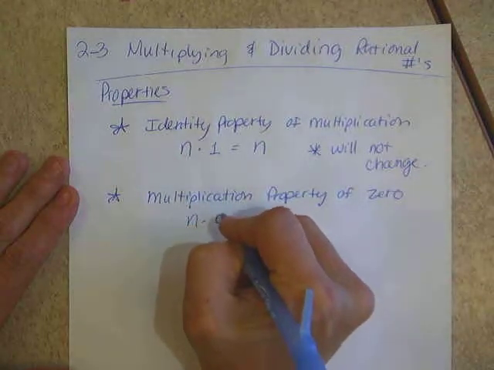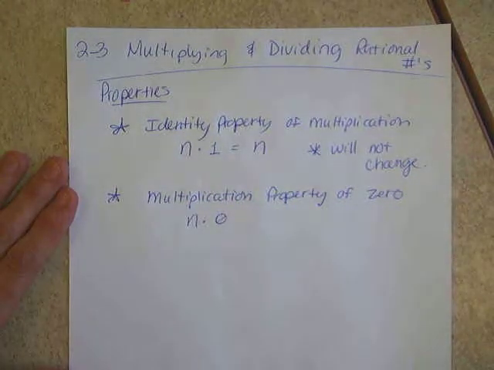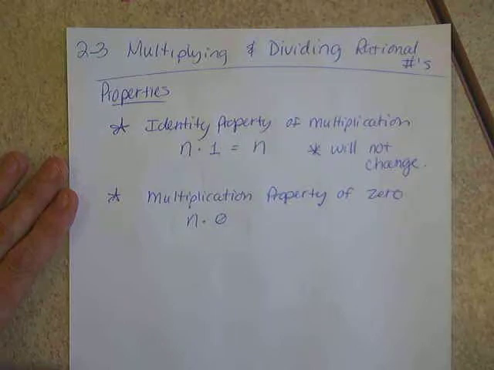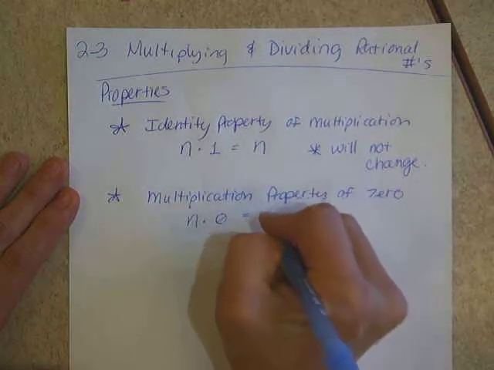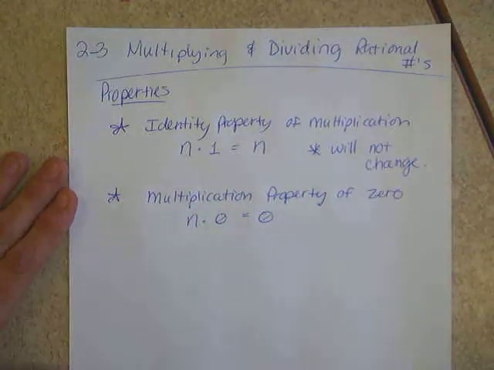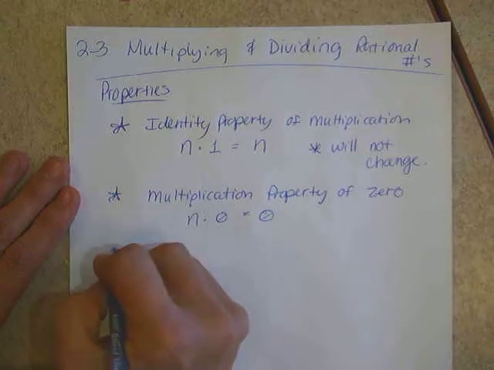And this property tells us if we multiply any number, any real number, times 0, what do we get as a result? Yes, we get 0. Okay, so it could be a fraction, a decimal, a positive, a negative. If you multiply anything times 0, you get 0.